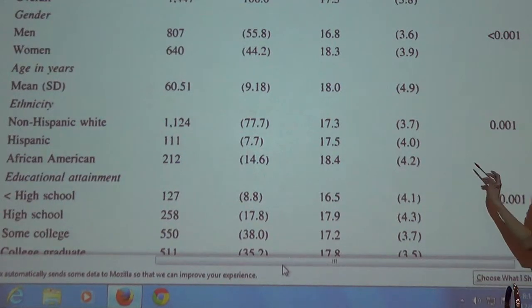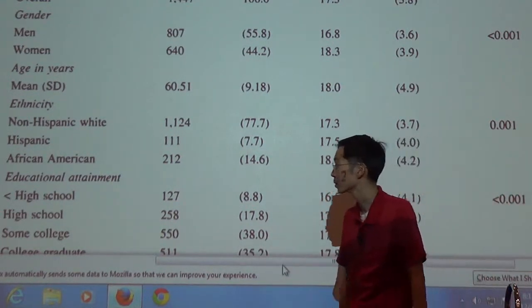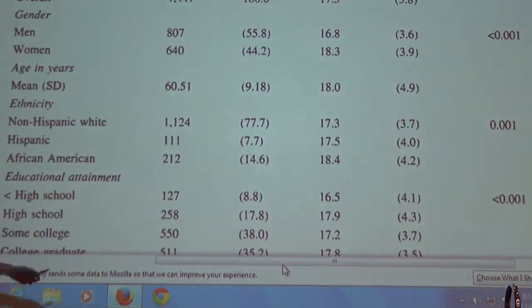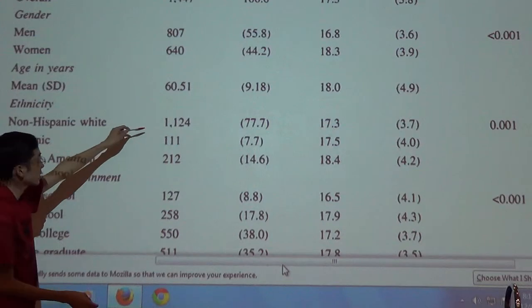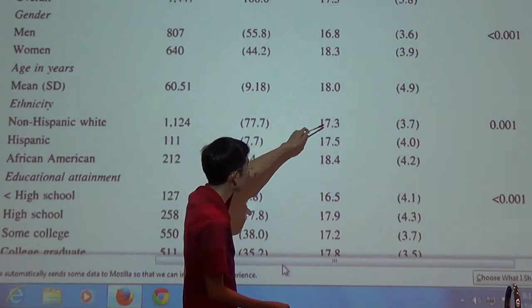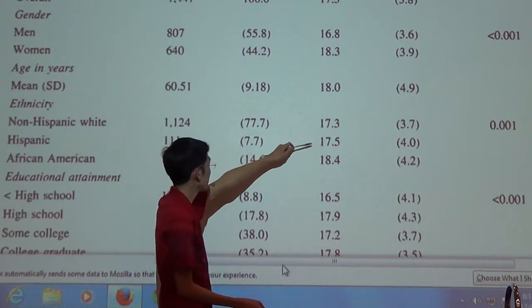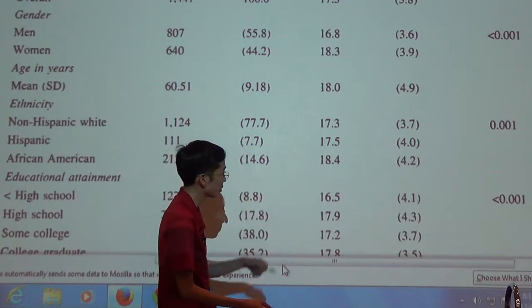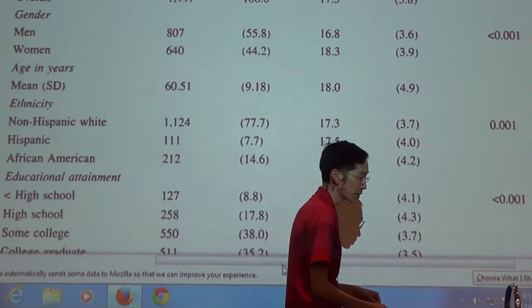Okay. Then we looked at ethnicity. We split them into three groups: non-Hispanic white, Hispanic, and African American. And we asked, when did you start smoking? The average age for non-Hispanic white was 17.3 years, average age for Hispanic was 17.5 years, and the average age for the African American group was 18.4 years.